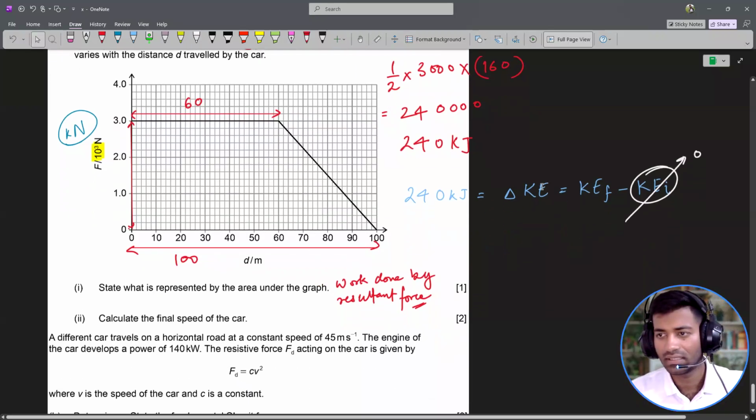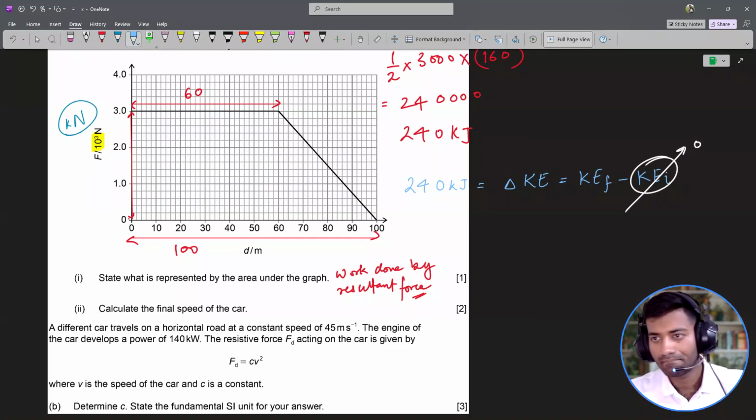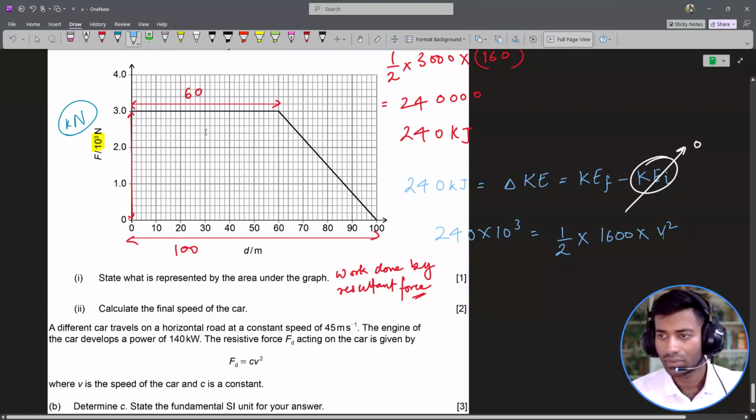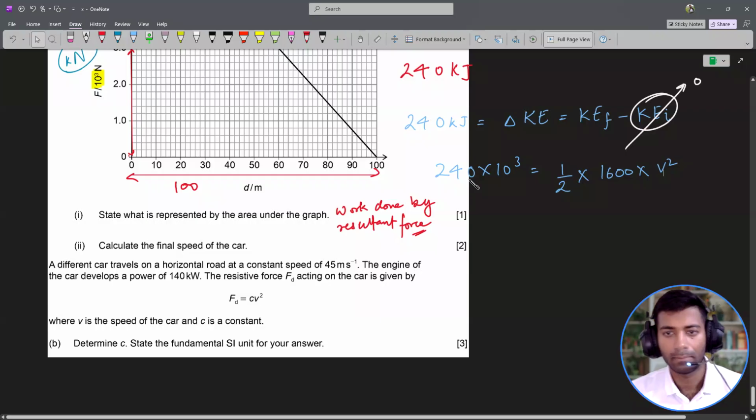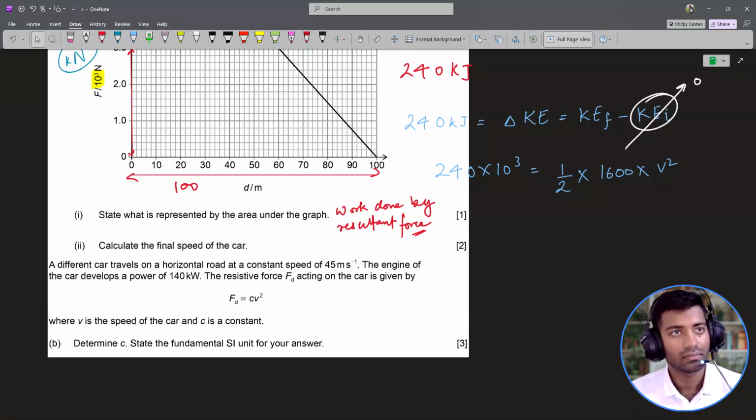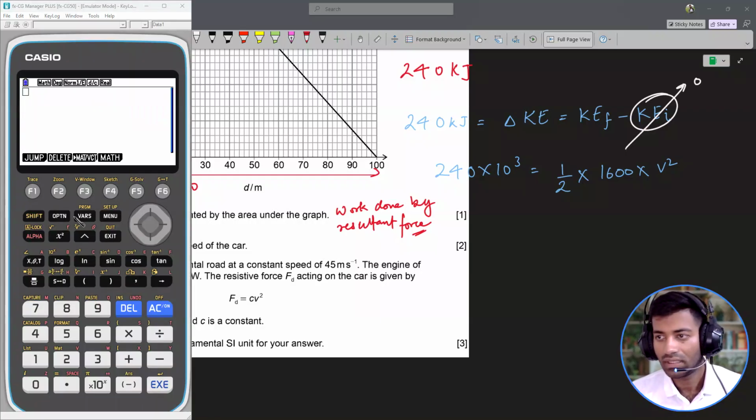Mass of the car is 1600 kgs, so I can say 240 times 10 to the power 3 equals 1/2 times 1600 times the velocity of the car squared, and then I just have to solve for v. So I'll just quickly open the calculator. All right, so we are solving for v. Either you could do that, or you can directly move things around and write the final value of v as the square root of 240 kilojoules times 2 over 1600. If you see it that way, that will save you some time. If not, you still have some time to use nSolve, and we'll do that.